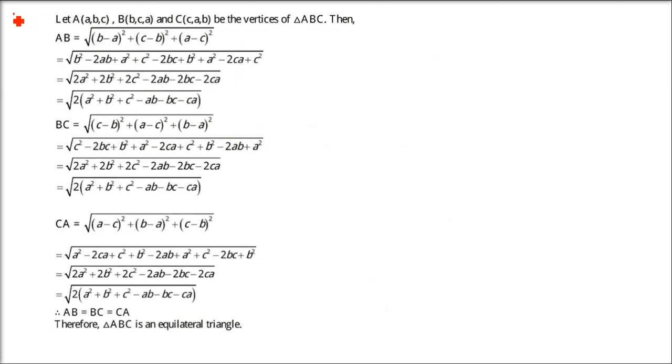Question number 18. Show that the points (a, b, c), (b, c, a) and (c, a, b) are the vertices of an equilateral triangle. Now this is not an NCERT question, but after this all the questions are from NCERT. Equilateral triangle.